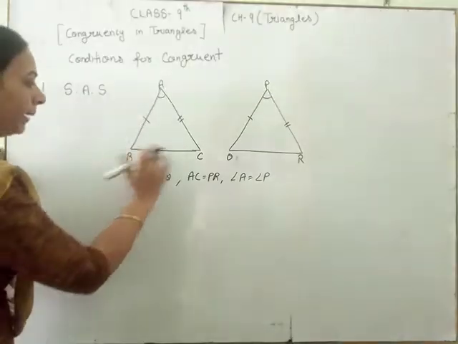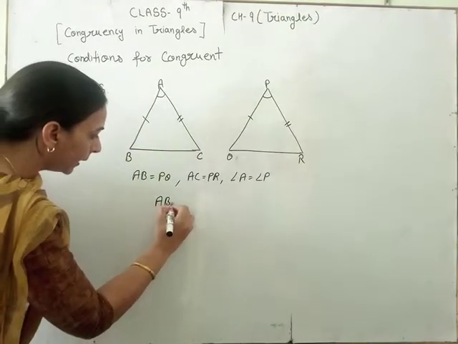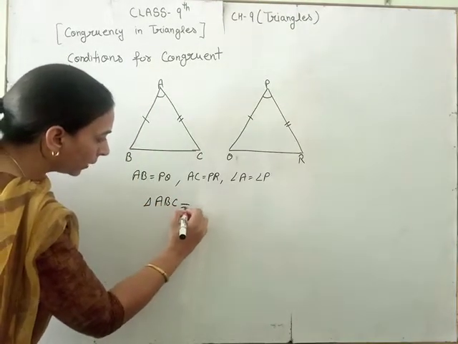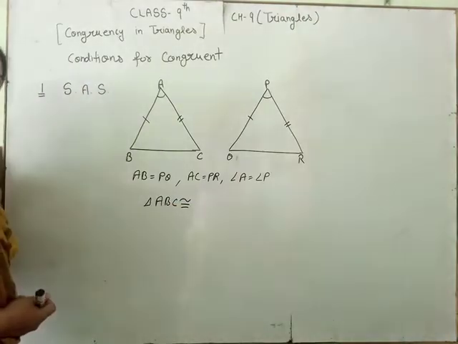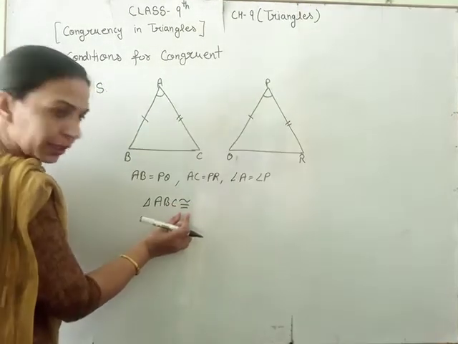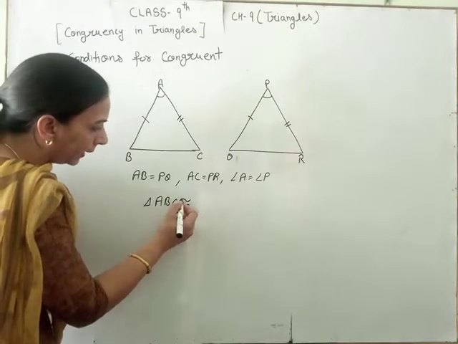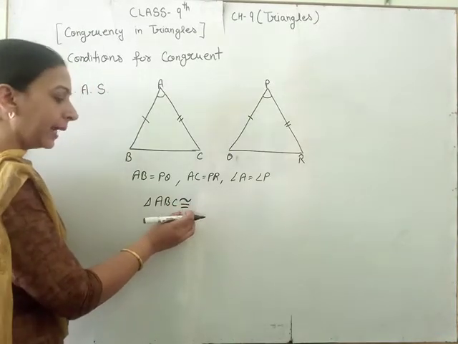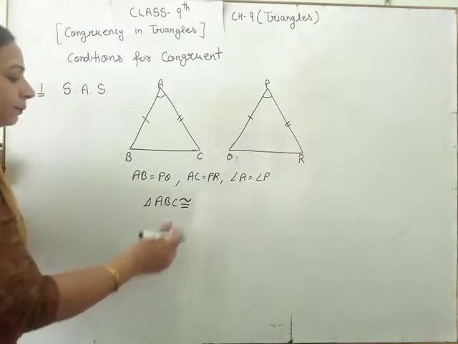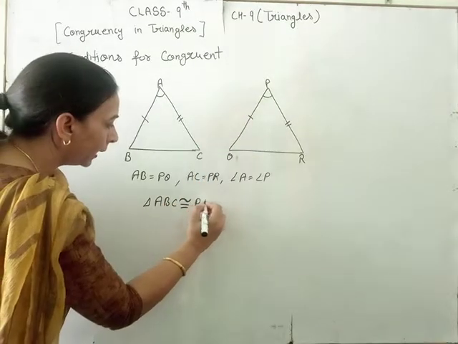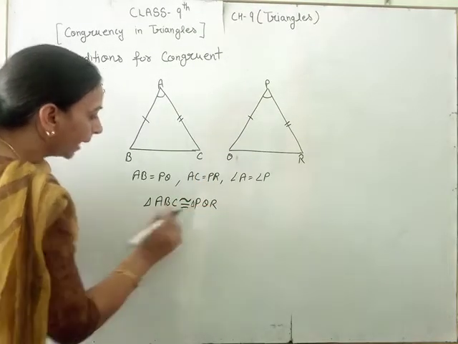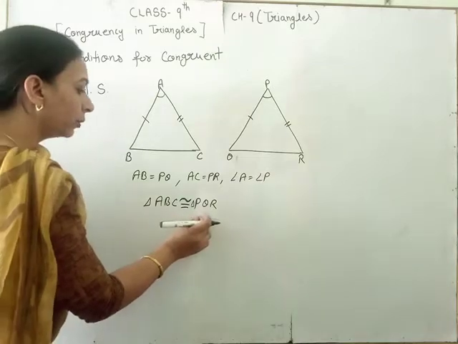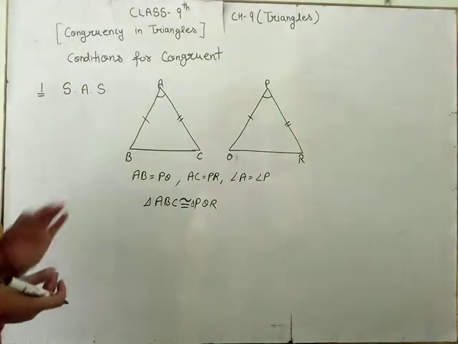Then we write triangle ABC congruent to triangle PQR, and this is the notation for congruent. This symbol means similar and this means equal: same shape, same size. Okay, students, triangle ABC is congruent to triangle PQR. This is the first condition.